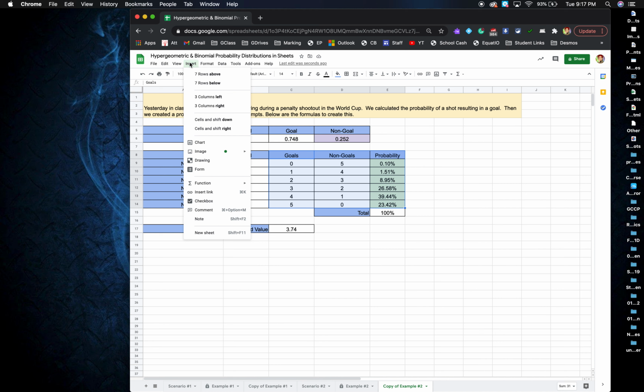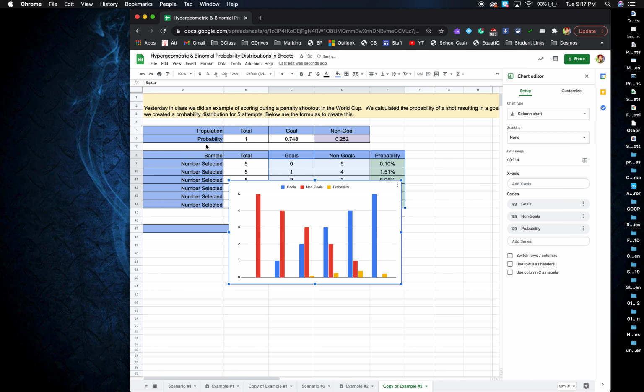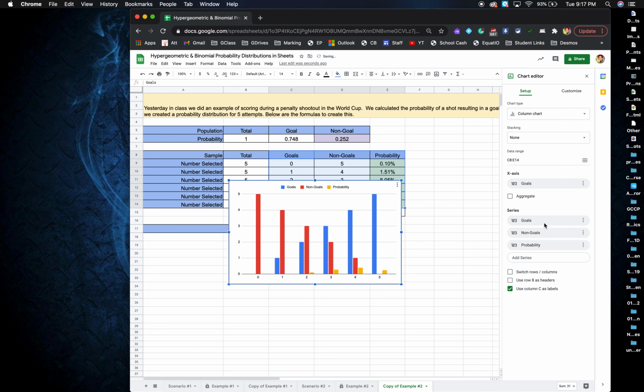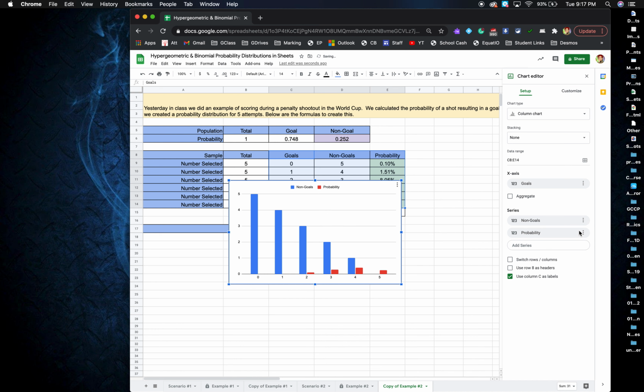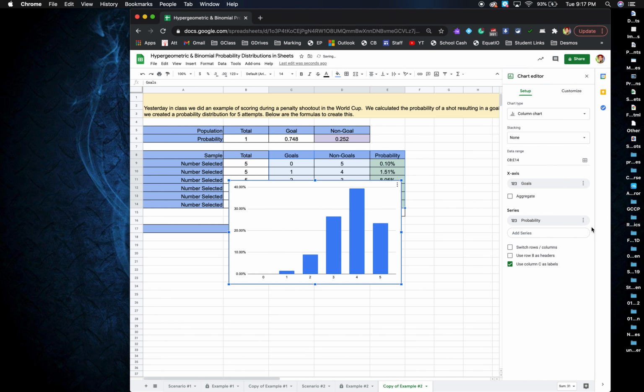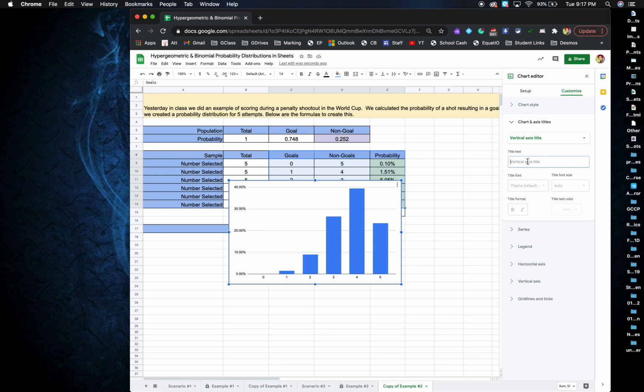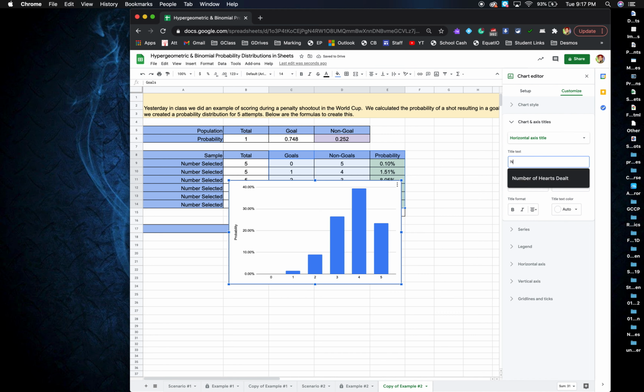So then I'm going to go Insert, Chart. It's going to graph too much stuff that I don't want. On my x-axis, I want number of goals. For my series, which is again my y-axis, it's technically the values that I'm putting in to be able to go up to my y-axis. But anyways, I'm going to remove goals. I'm going to remove non-goals, and it's just going to graph the probability. Then I'm going to customize, and I'm going to add my titles. Vertical axis title is probability. Horizontal axis title is number of goals scored.